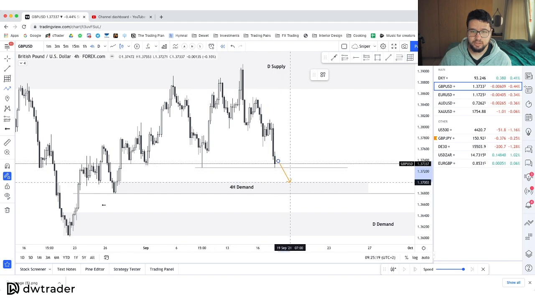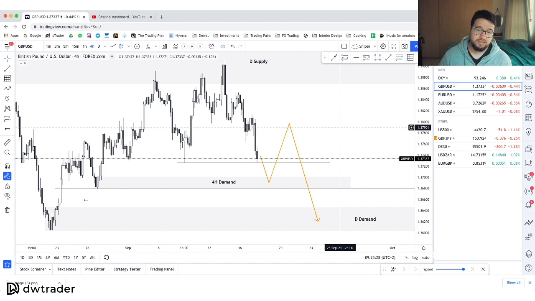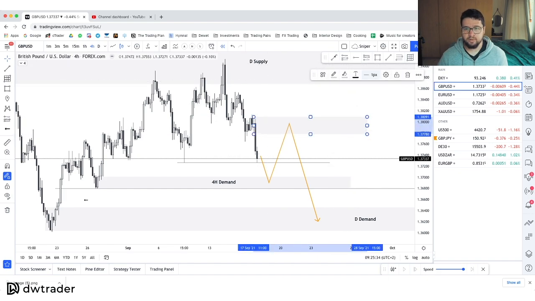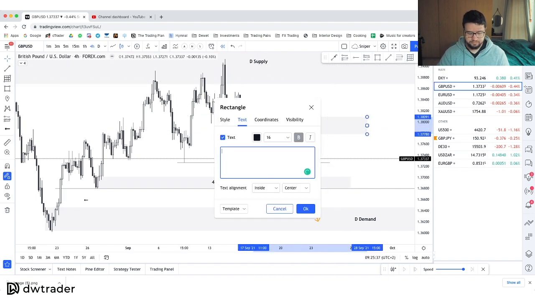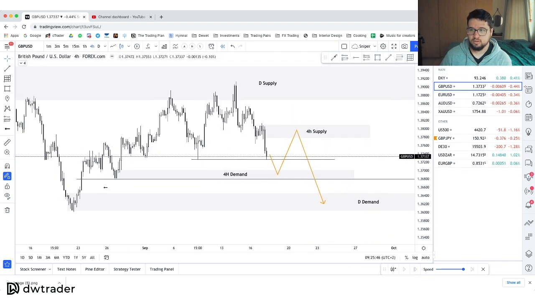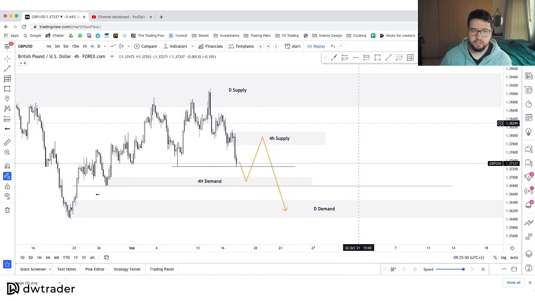So we potentially see price sweep this low, tap into the 4 hour, make a pullback towards the supply, and then first see the move towards the downside. This is just a scenario, not necessarily that it's going to happen, but it's something that we can look at. We can probably refine this on the 1 hour even more, but we have this 4 hour supply level, and this is potentially where we can be looking for sells. So on the 4 hour level, this is what I'm potentially looking at.